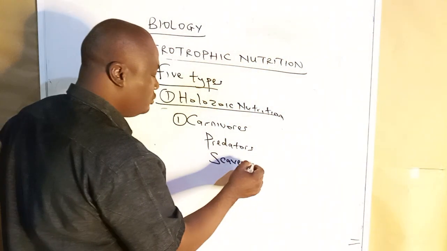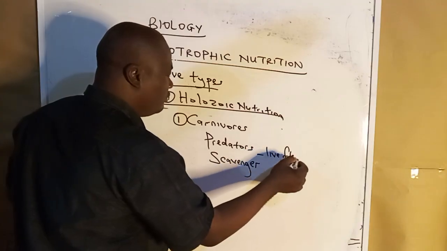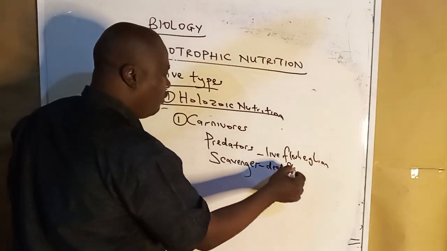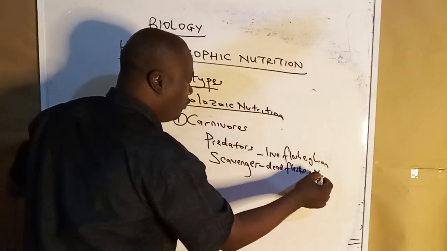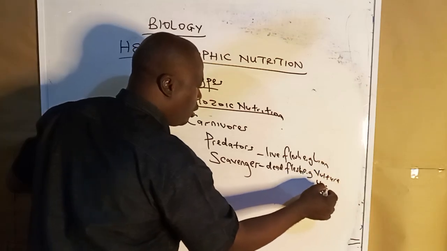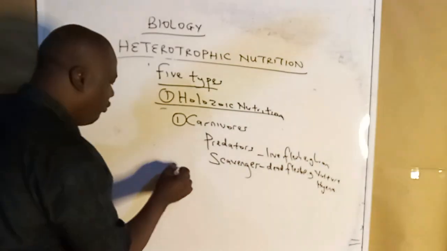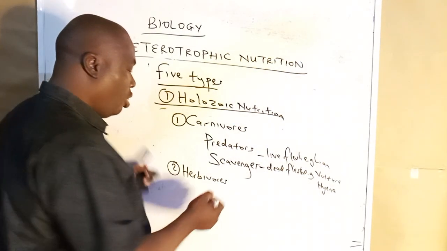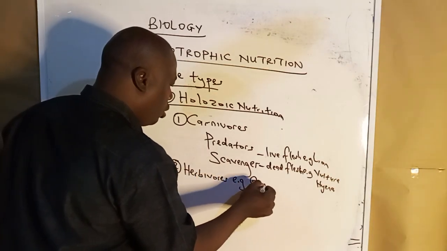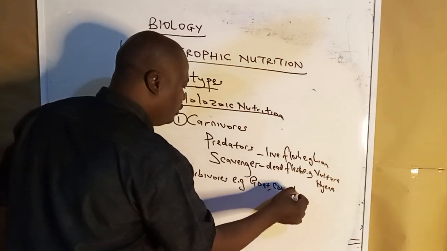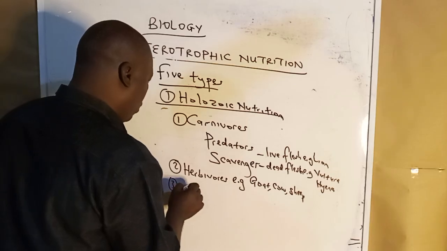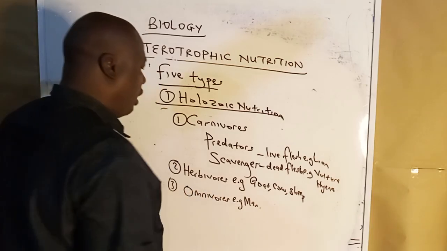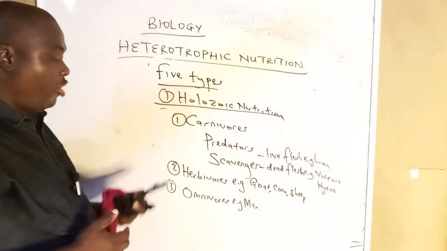Predators hunt live flesh, e.g., lion, while scavengers hunt dead flesh, e.g., vulture, hyena. Next one is herbivores. These animals feed on plants mainly or grass, e.g., goats, cow, sheep. Then we have number three, omnivores. An example is man. They feed on both plants and animals. So you have carnivores, herbivores, and omnivores. So this is all about holozoic.